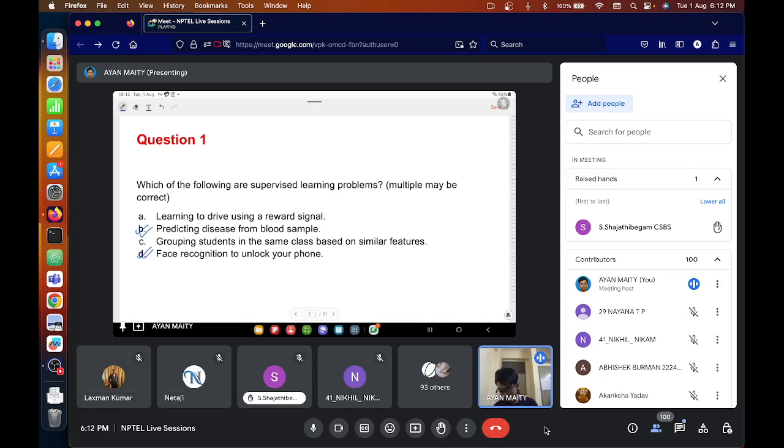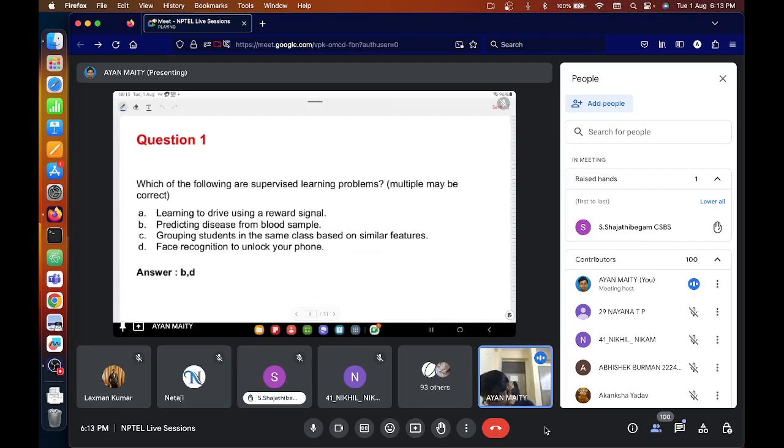And option D is face recognition to unlock your phone. For this task also you will need the class labels. Whenever class labels are given or required to train the machine learning model, that task is a supervised learning problem. So for option D also you need class labels of the faces, whether it's your face or not, so yes or no, these class labels are required. Option D is also correct, and option B is correct because the diseases would be the class labels in that case. So that's why B and D are the two correct options.